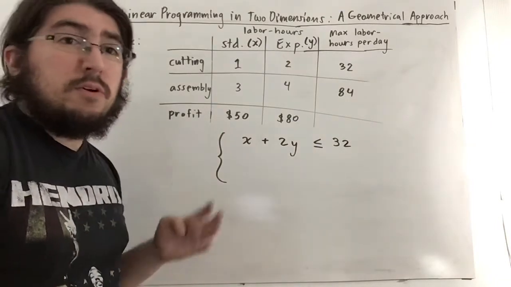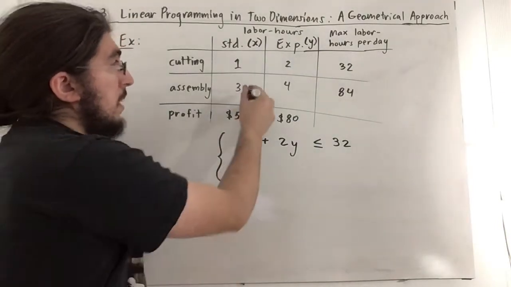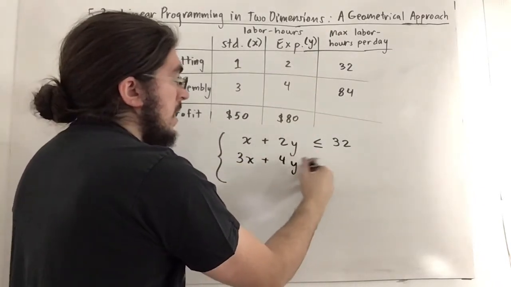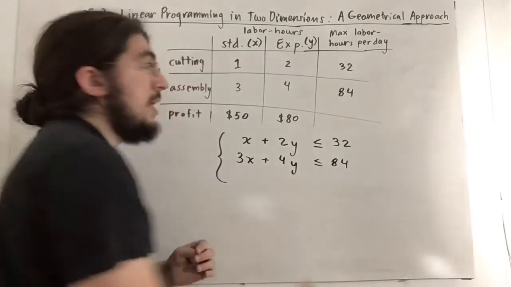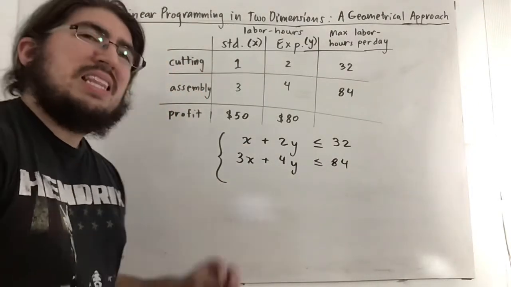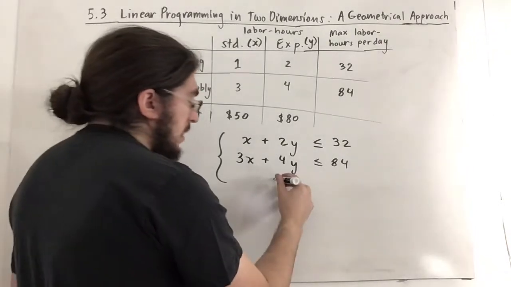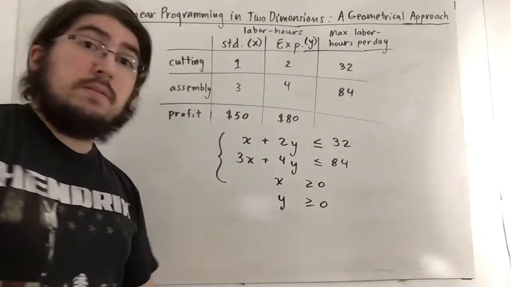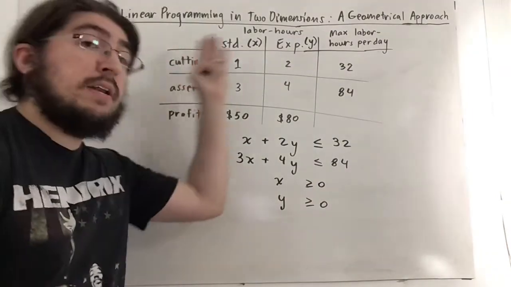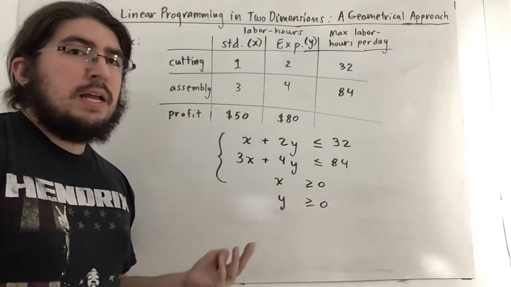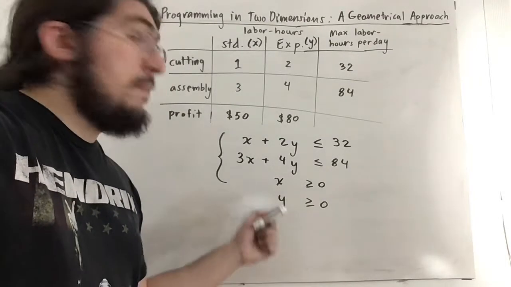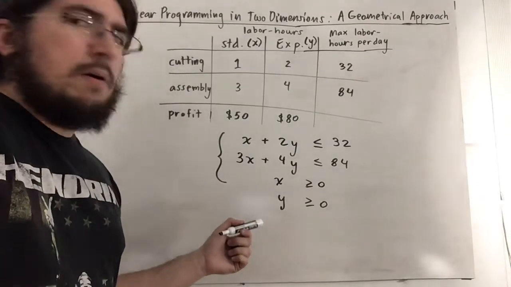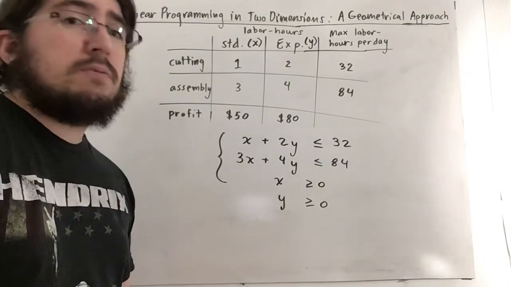So very similarly for assembly, what are we going to do? We're going to multiply 3 by x and add that to 4 times y. And that's going to be less than or equal to our assembly hours we have available to us, which is 84. The next thing, like we saw in the previous section, is x and y are each going to be bigger than or equal to 0 because x and y represent the amount of standard and expedition models we manufacture, and we don't manufacture negative amounts. We can manufacture 0, meaning none of them, but in this case, they're going to be bigger than or equal to 0.